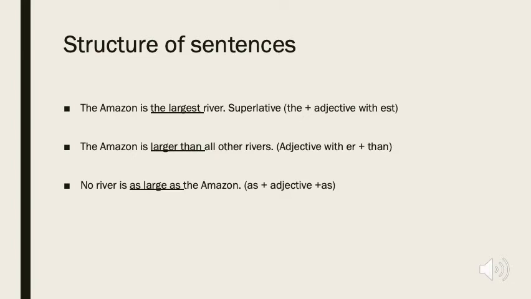You can't write the sentence beginning with the Amazon, because we need to convey the sense that the Amazon is the largest river. So we can't say the Amazon is as large as the other rivers. That would convey the wrong meaning, or it is not the original meaning that we are expected to convey. So, no river is as large as the Amazon.